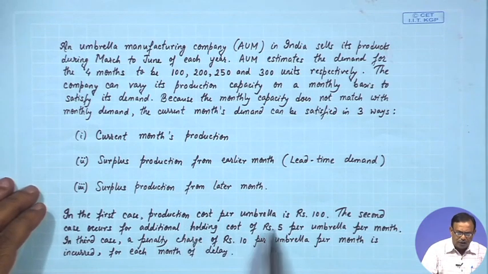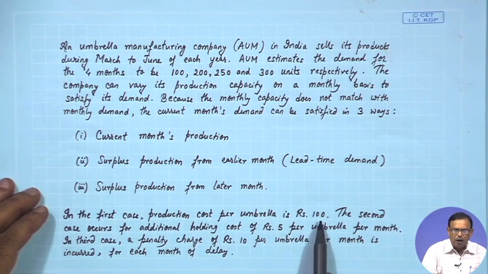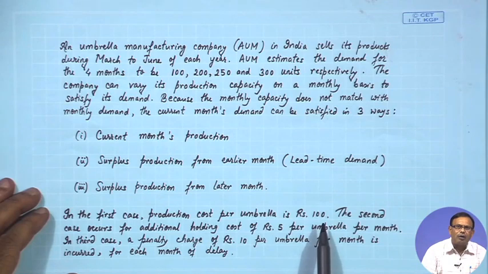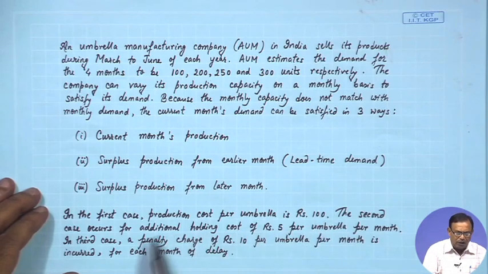In the first case, the production cost per umbrella is rupees 100. So, please note that if you are producing and delivering in the same month, the cost of the umbrella is 100. In the second case, that means you produced in the earlier month and you are delivering it in the next month, so you have to keep that umbrella for 1 month.